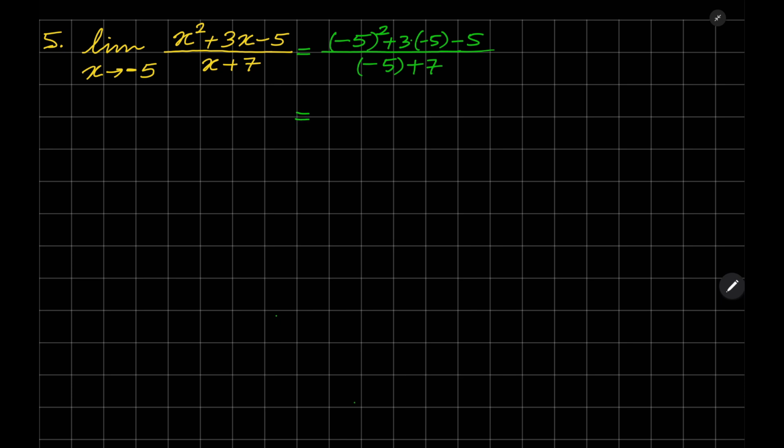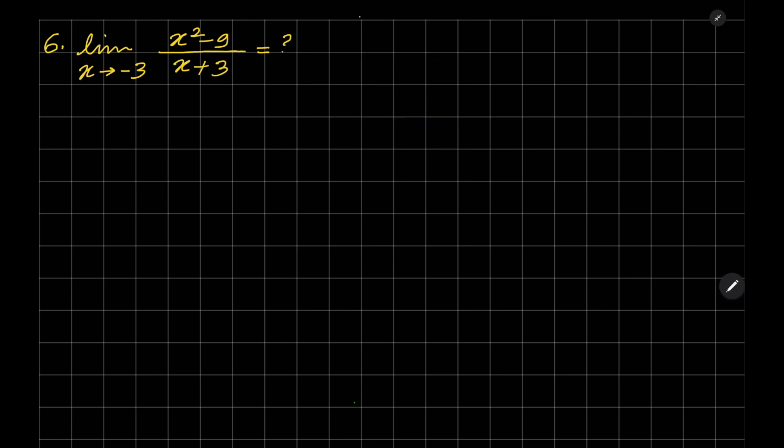Let's continue here. Then it will be equal to this 25 minus 15 and minus 5 divided by minus 5 plus 7, which is equal to 5 over 2. That's the answer. That's the most quick way. This is the next example.